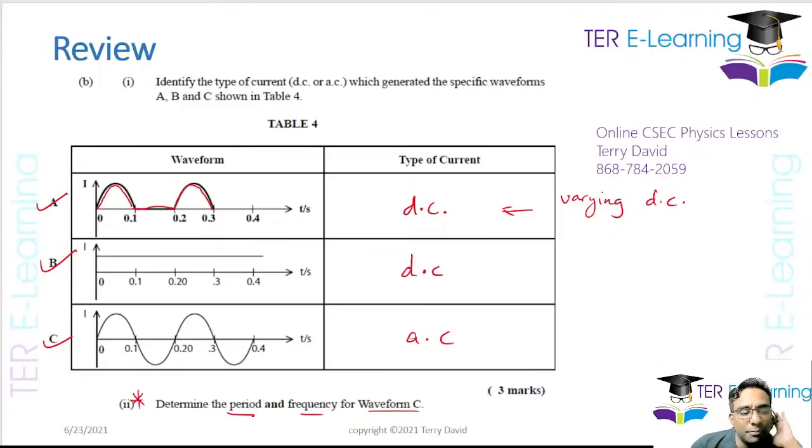Zachariah is asking if you put rectified AC, they may not necessarily give the mark, because they ask you to classify the waves as either AC or DC. That's the problem. So if you put rectified AC, that may not give you the mark.